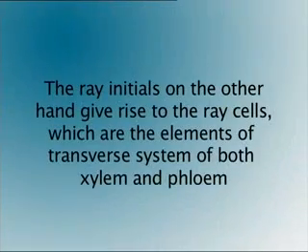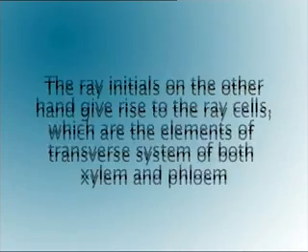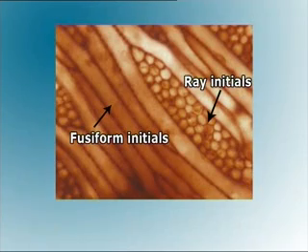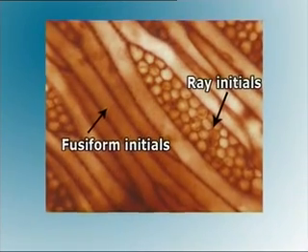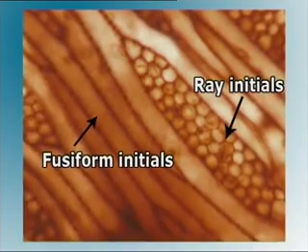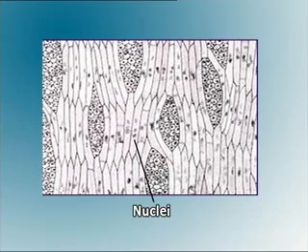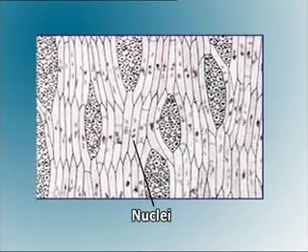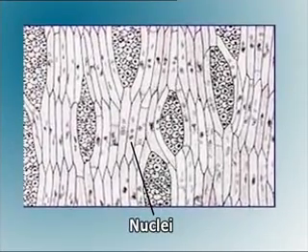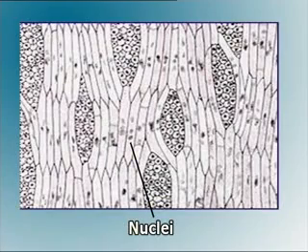The ray initials, on the other hand, give rise to ray cells, which are the elements of the transverse system of both xylem and phloem. The initials differ from each other mostly in length and volume, the fusiform initials being much larger than ray initials. The initials are uninucleate irrespective of their size, but recently a few reports have shown the occurrence of more than one nucleus per cell of the cambium.